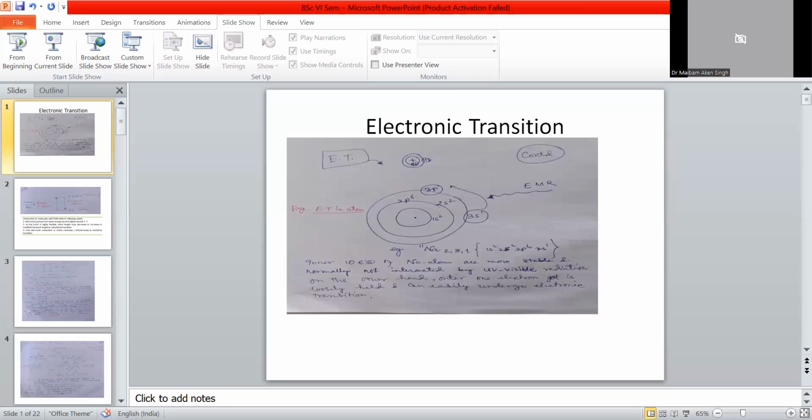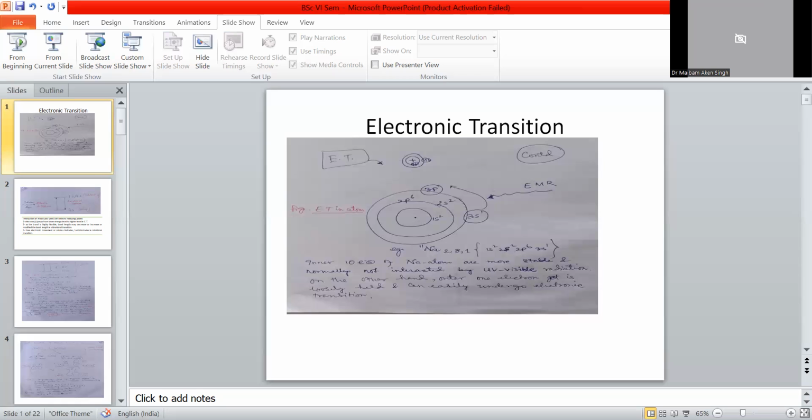You can record. Sigma to sigma star, pi to pi star, n to pi star and n to sigma star can be drawn. Pi to sigma star and sigma to pi star I have not drawn. I did not show the other 2 transitions, I did not mention them in this.